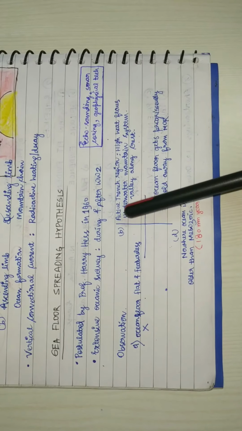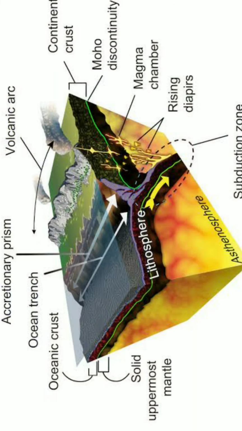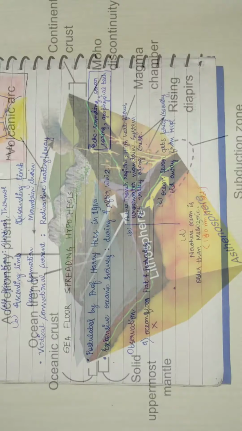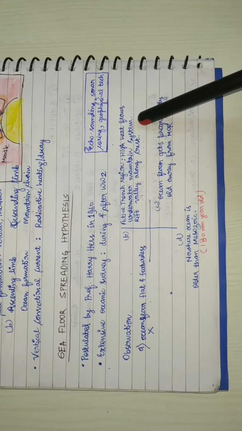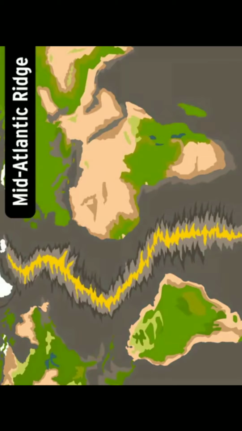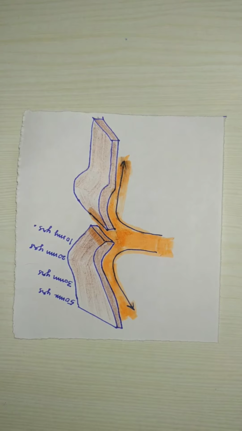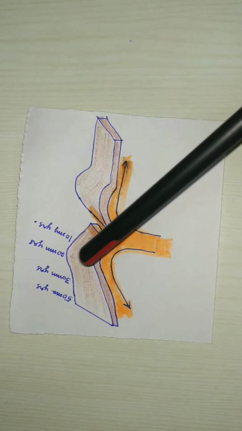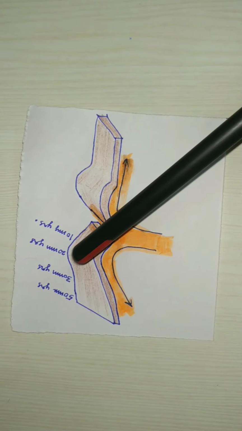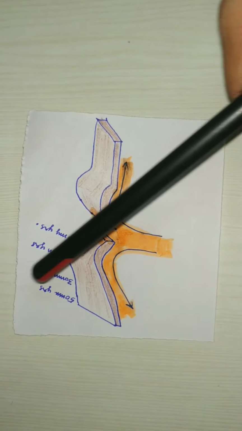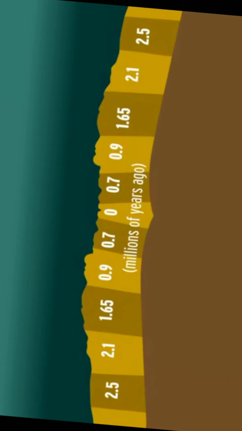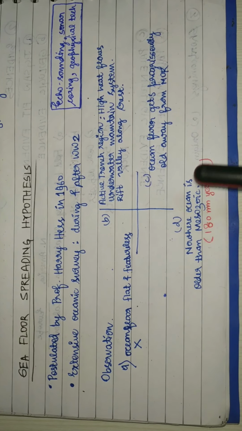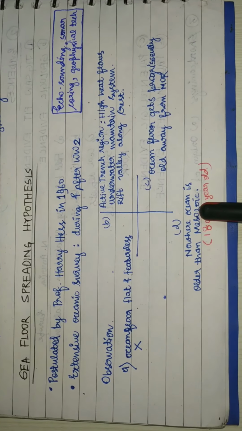Secondly, there is an active trench region where there are high heat flows, and there is a complete chain of underwater mountains, right? Thirdly, the ocean floor gets progressively older away from the mid-oceanic ridge. Near the mid-oceanic ridge, the ocean floor is not very old, but as we move away from it, the ocean floors are really very old. And lastly, he observes that nowhere is the ocean floor older than 180 million years, that is Mesozoic, right?